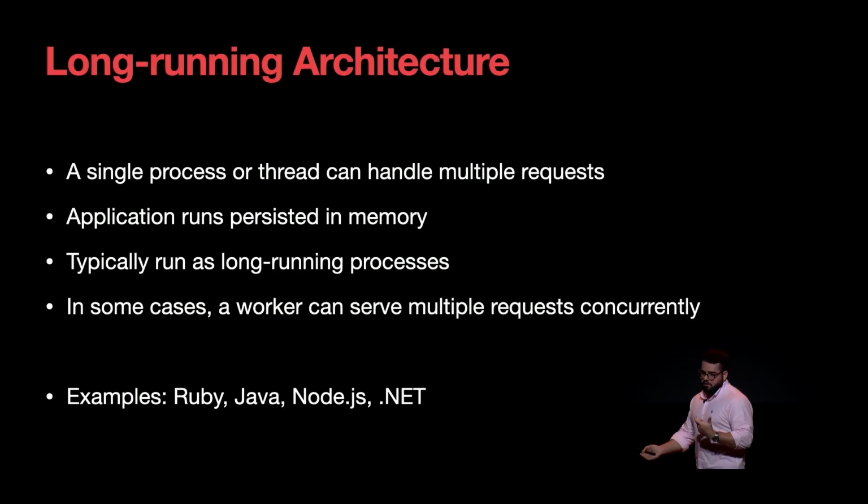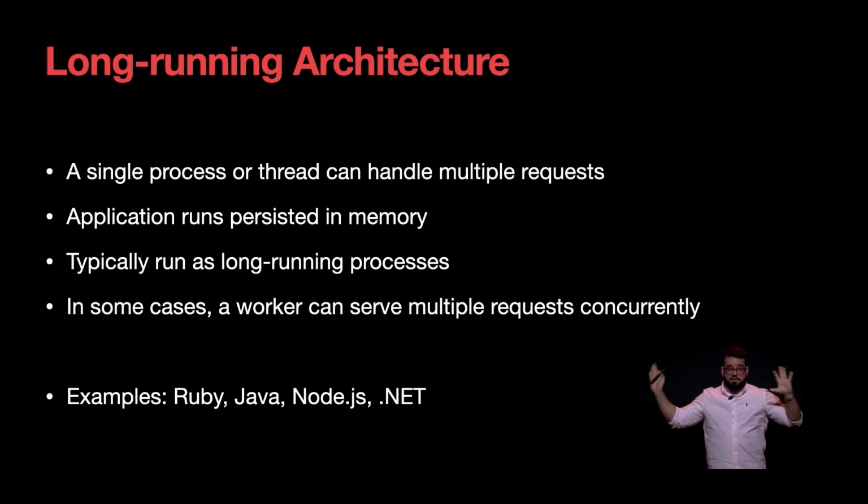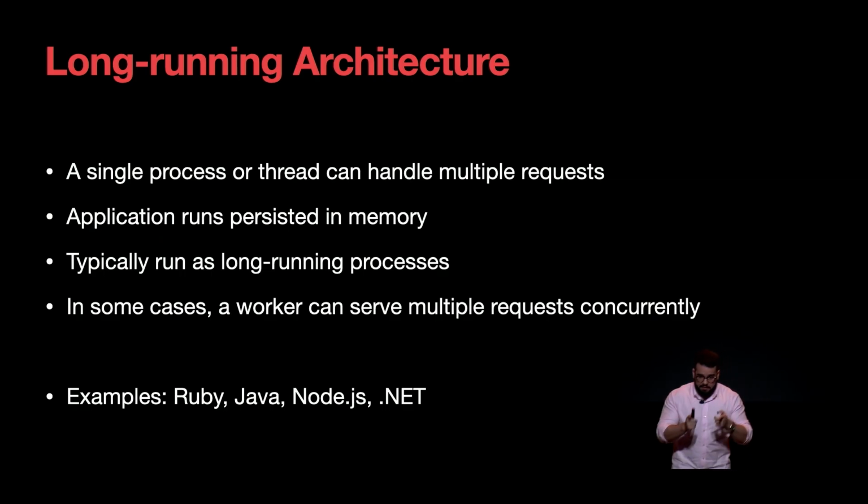You also have long-running architectures. And this is just a generic term to describe everything else. And generally, you have a single process or a single process with threads handle one or many requests. You have applications running as long-running processes like queues, so we are all familiar with those. And in some situations, you can have a single worker handle multiple requests concurrently.